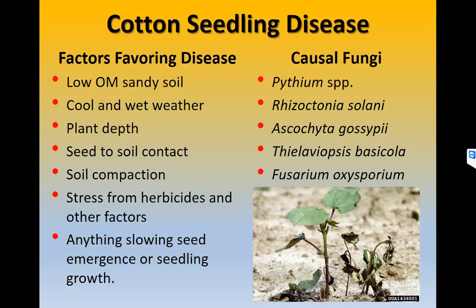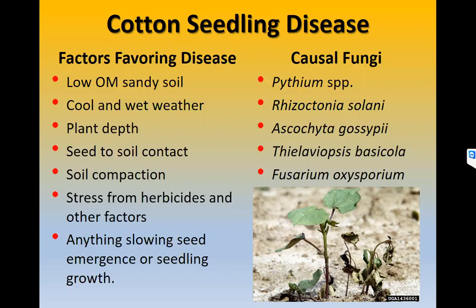But the risk factors for cotton seedling disease are planting in sandy soils. I already mentioned cool, wet conditions, essentially slowing either the rate of seed germination or seedling growth, which makes them more vulnerable to attack by soil fungi. The deeper they're planted can contribute to seedling disease. If the seed is placed too deep, they're going to struggle to come out of the ground. Their growth is again going to be slowed, and they're more vulnerable to attack.